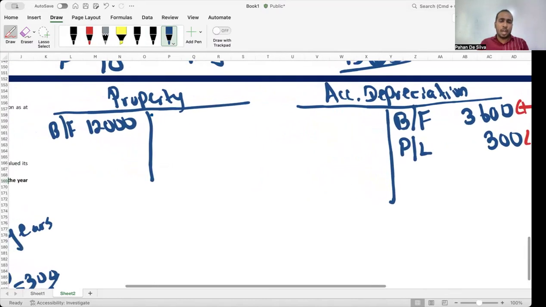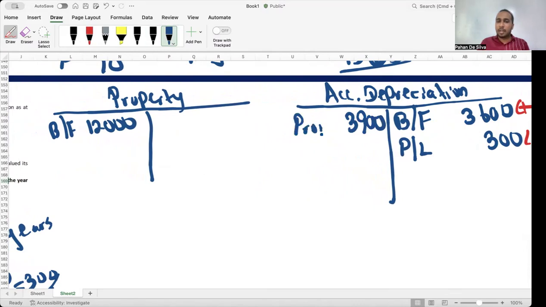I have taught you that when it comes to revaluation, the very first step is to remove the accumulated depreciation. The total of the depreciation, 3600 plus 300, is 3900. So you are debiting the accumulated depreciation account and you are crediting the property account, or the asset account. That is the very first thing you have to perform under the revaluation adjustment, right?